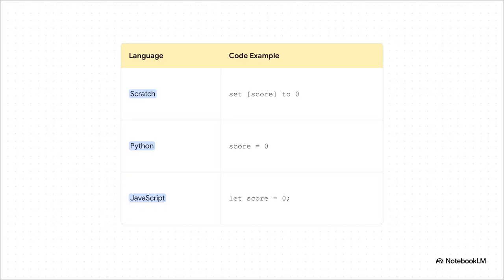And check out how universal this is. It doesn't matter if you're using visual blocks in Scratch or typing in Python or JavaScript, the idea is exactly the same. You're creating a box called score, and you're putting a 0 inside. Yeah, the words and symbols change a little, but the core logic, it never does.